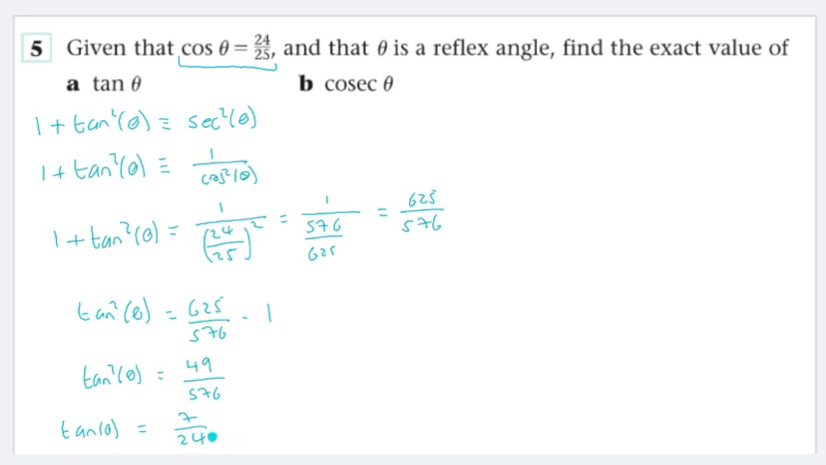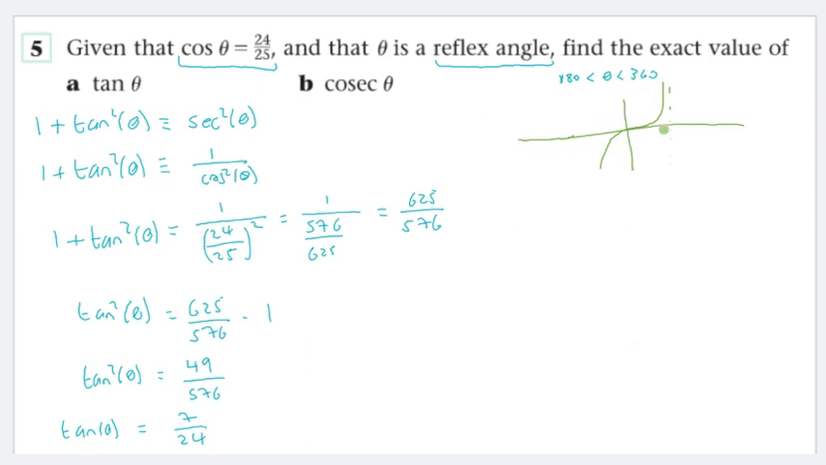So then my question again is, is it the positive square root or the negative square root? Well, reflex means between 180 and 360. So 180 is less than theta, which is less than 360. So we can draw a tan graph, or again, just do tan of a reflex angle. I'm going to do the graph because I don't have a calculator by me.